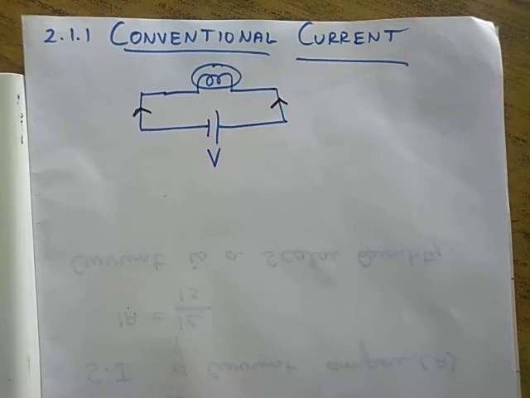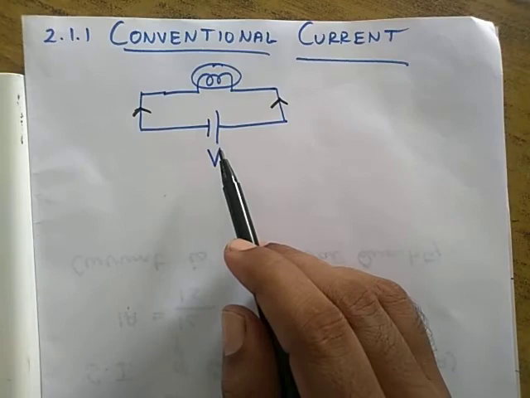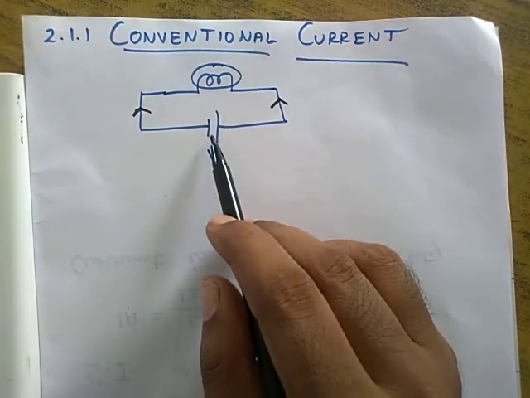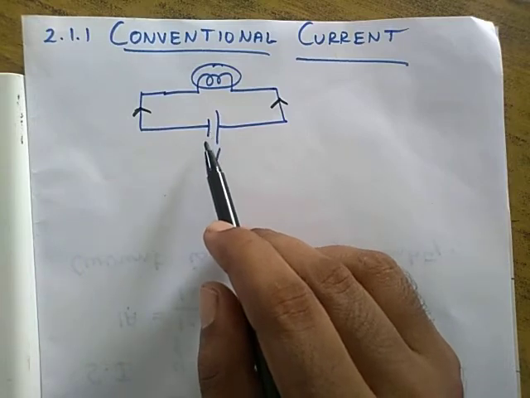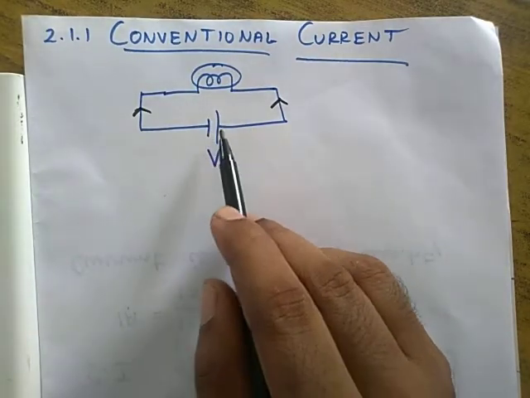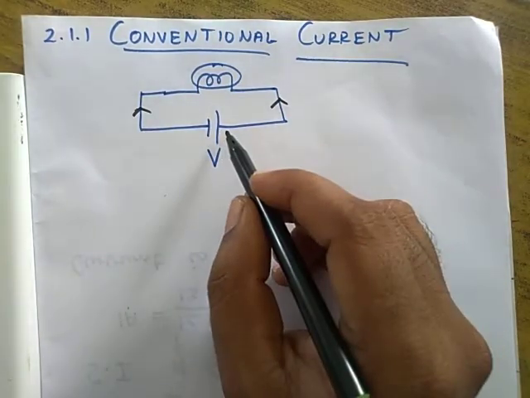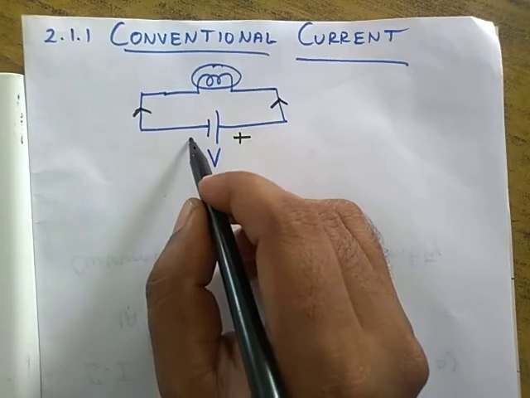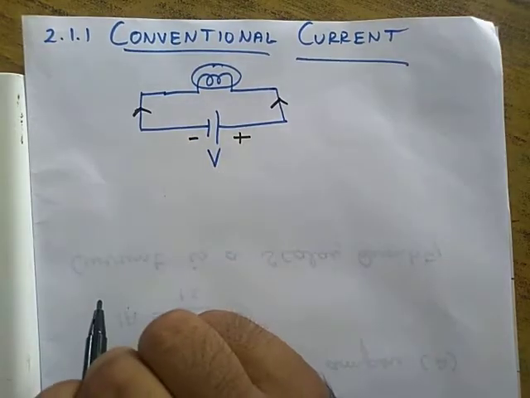Our next concept, conventional current. Here I consider an electric circuit. This circuit consists of an electric bulb and a cell. This cell provides some potential difference across the terminals. This terminal is at a higher electric potential. This terminal is at a lower electric potential.